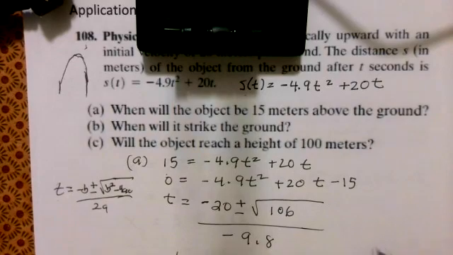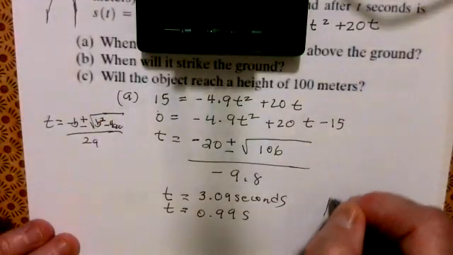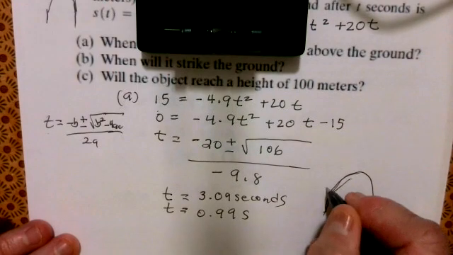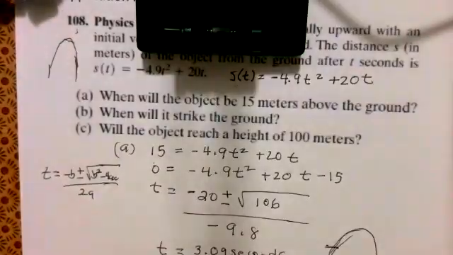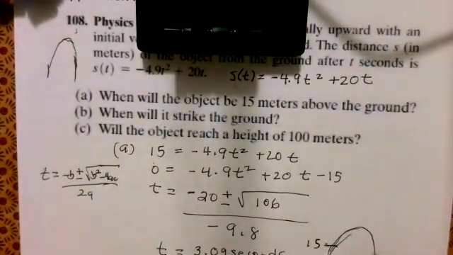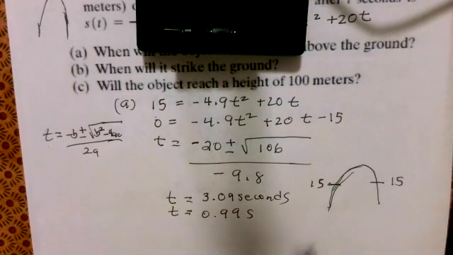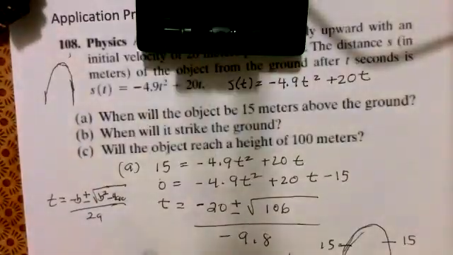So basically what that means is that it's going up and then it's going to reach 15 meters going up and then coming back down. There's going to be two places, two times when it's at 15 meters. Okay, the next question says, when will it strike the ground?